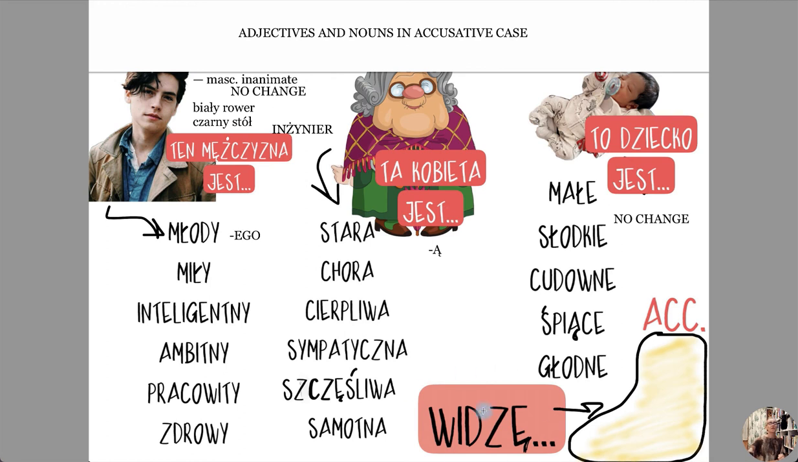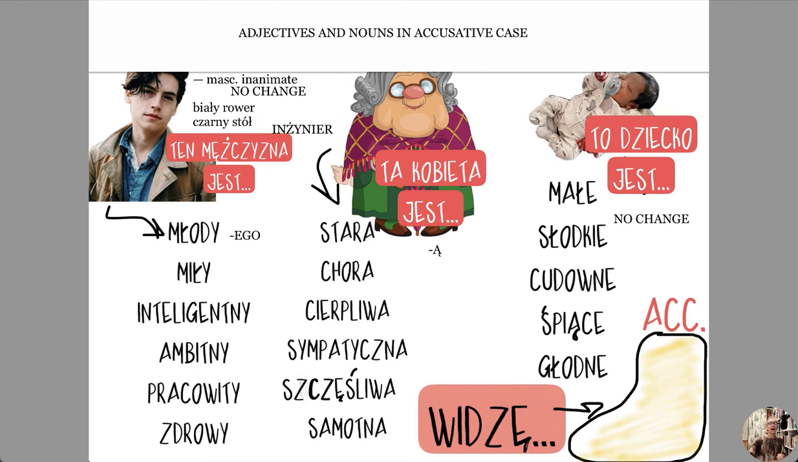So in order to say, I can see a white bike, a bike is a thing, right? You would say widzę. Yeah, we're practicing on the same pattern. Widzę biały rower. Biały rower is a white bike in the nominative case. Biały rower. No change in the accusative case. I can see a black table. Widzę czarny stół. No change whatsoever. So you don't have to worry about the change for the accusative case.